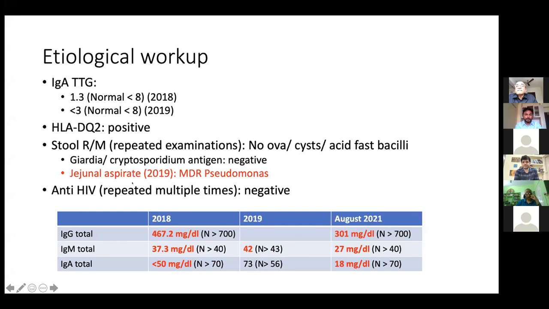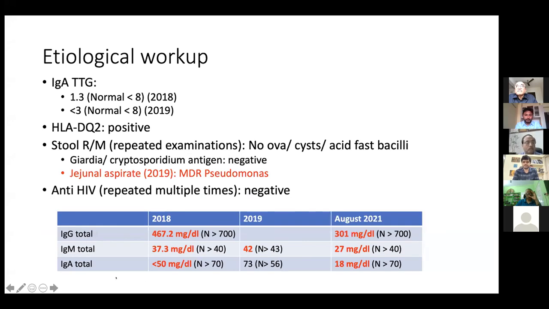However, a jejunal aspirate was done once in 2019 that showed MDR pseudomonas. I'm not sure of the significance of that, and that could very well be a contaminant in that setting. Anti-HIV has been done multiple times, and it has always been negative.